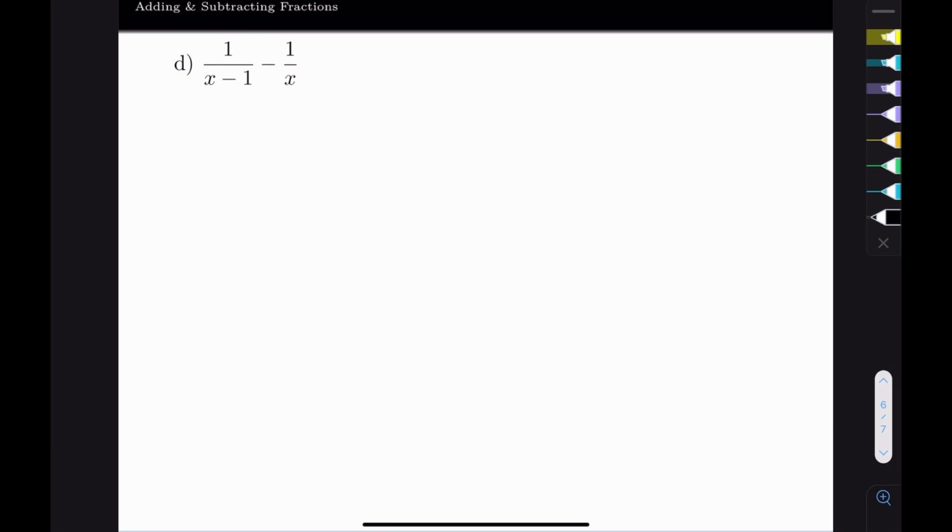Now let's try something even more complicated. Now we're working with something that has completely different denominators. So just like our very first example where we went through fractions with numbers that didn't have the same denominator, we need to find the least common denominator so that we can make the bottoms match up. So this first fraction has an x minus 1 and this one has an x. That means our least common denominator is going to have both of those pieces in it.